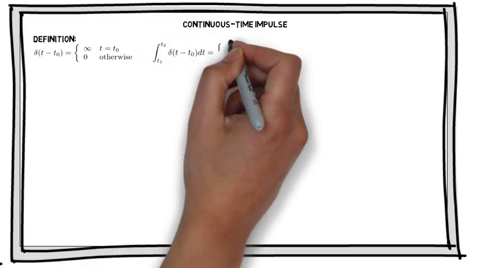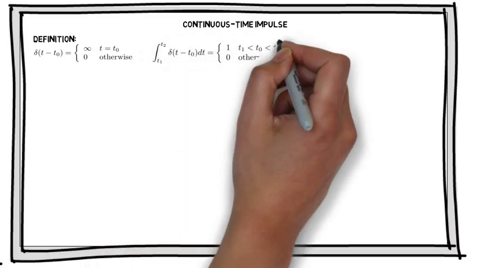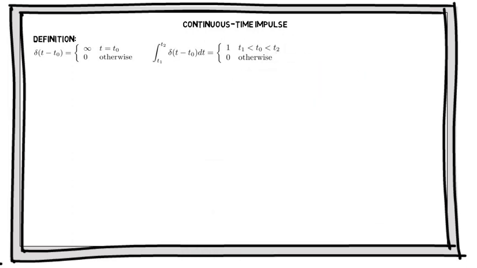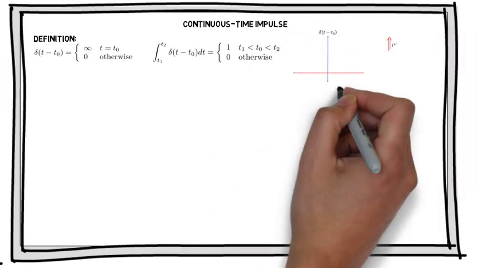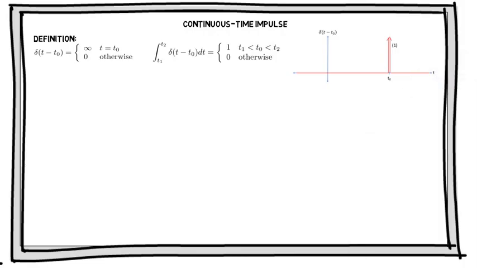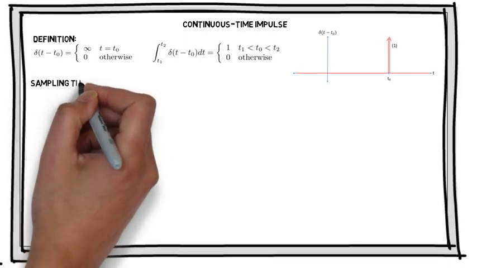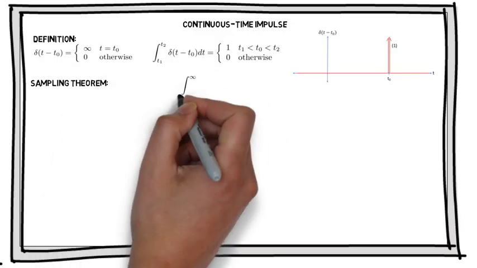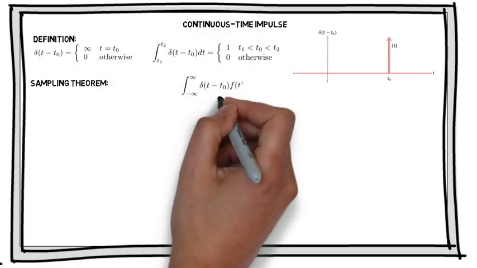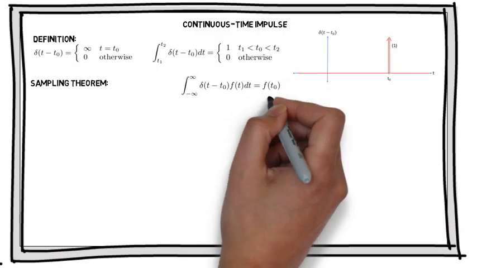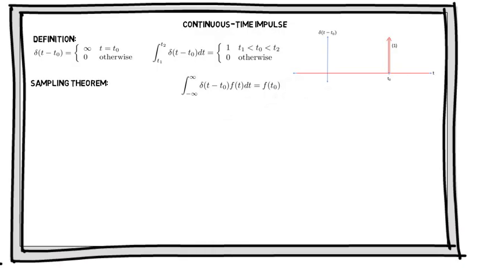It's infinite in the very special way such that if we integrate over any period on the time domain axis that includes t naught, the total integral is 1. And if we integrate over any other period on the time domain axis, the integral is 0. And if we define the signal in this way, then if we take that spike at t equals t naught and multiply it by any function f of t, and integrate, for example, from negative infinity to infinity, then we get f of t naught.